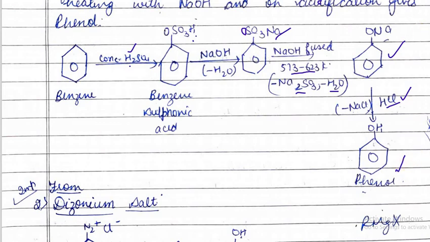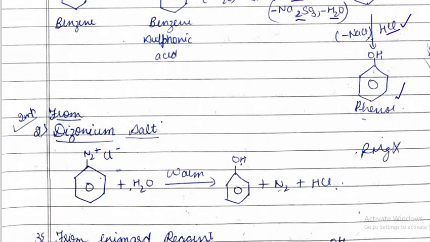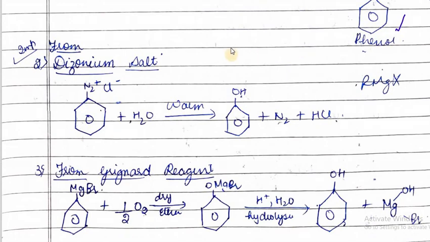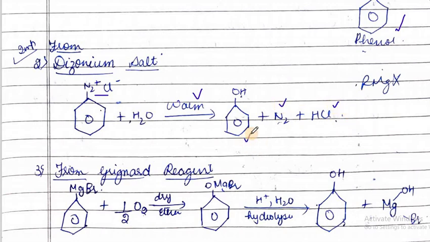Similarly, phenol can also be prepared from diazonium salt. When diazonium salt is treated with water and the solution is warmed, nitrogen and HCl are released, and we get phenol as a main product. So when diazonium salt is treated with water, we get phenol as a main product, along with nitrogen gas and HCl.